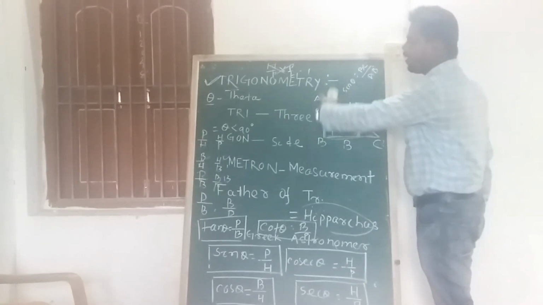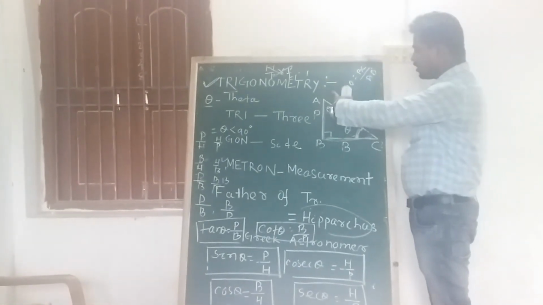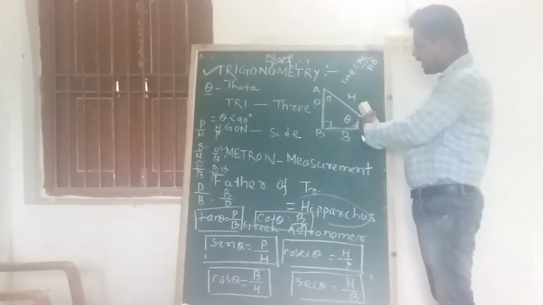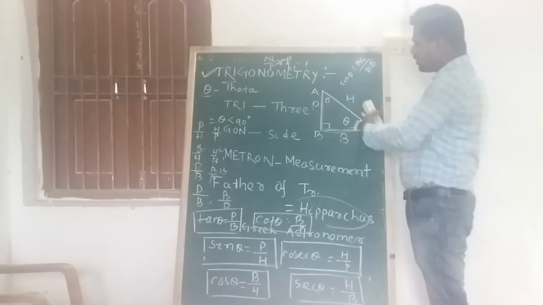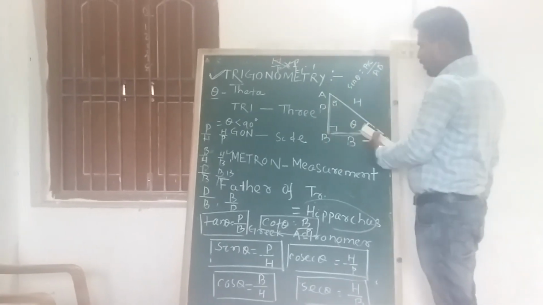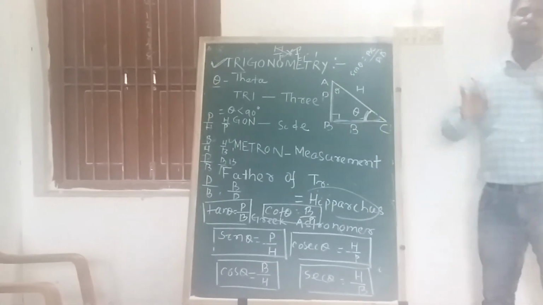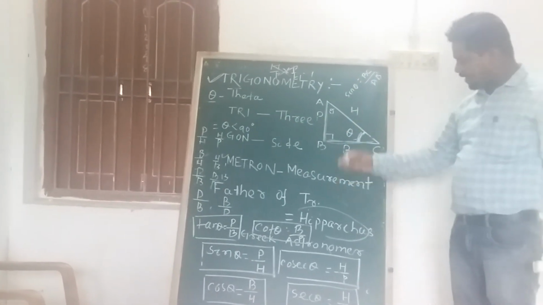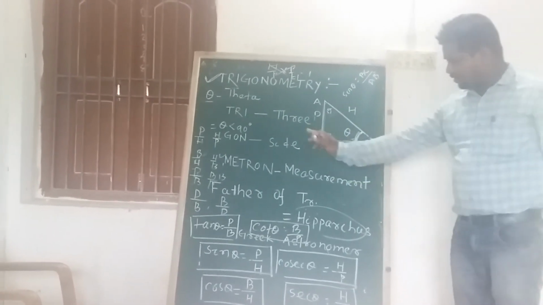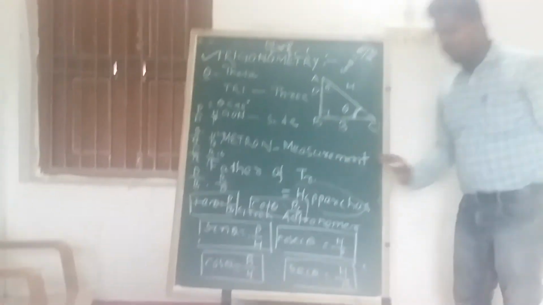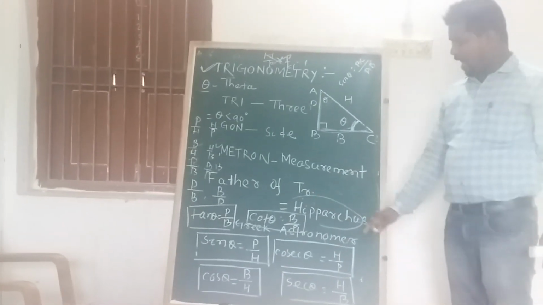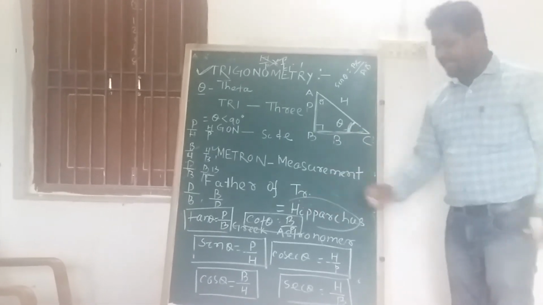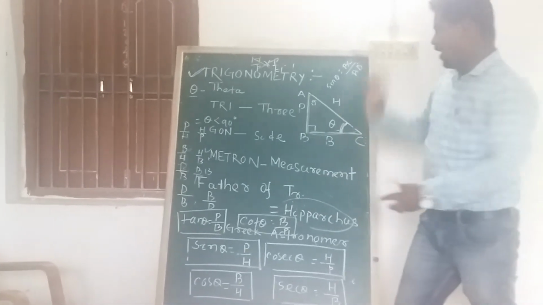Is that clear? The hypotenuse is always fixed, depending upon theta. The perpendicular and base may be changed in between them, but the hypotenuse is always fixed. These are the 6 basic formulae you can remember, and the rest of the formulas can be derived by using these 6 formulas. Let us take a look.